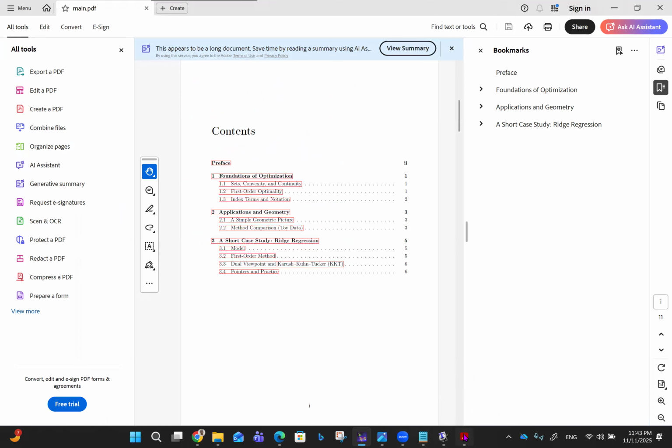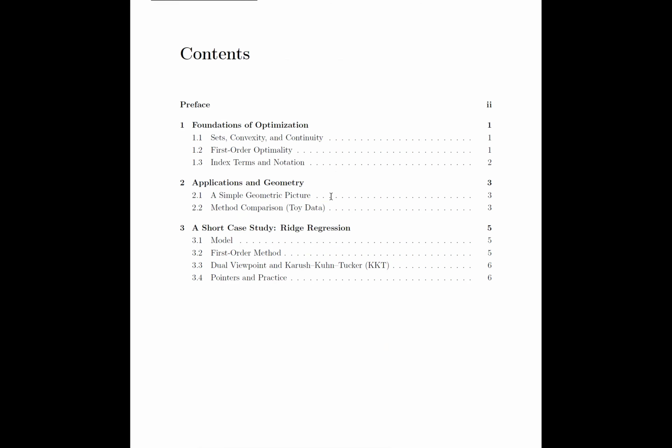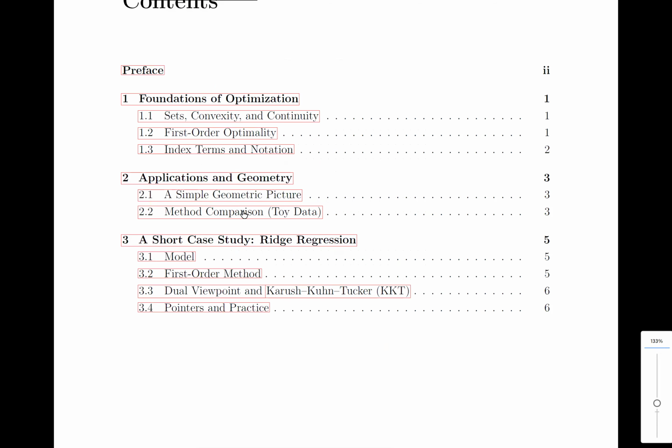So now back to this. You see all these chapters in the main, you just assemble them by using \include{chapter/ch01}. So you have sets, convexity, and continuity, first order optimality, index terms and notation. For chapter 2, you have applications and geometry. It's a simple geometric picture and method.